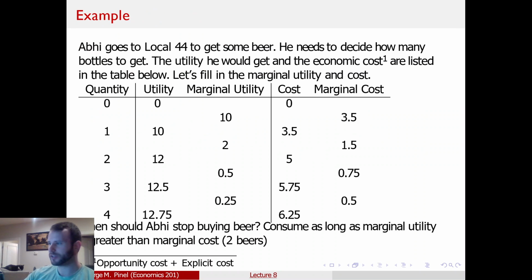So if we go back, the third beer is 12.5 versus 5.75. So you're going to make 6.75 utility versus cost. That's going to be your difference between utility versus cost, 6.75. If you consume 2 beers, your utility versus cost is going to be 7. So it makes more sense to consume 2 beers.